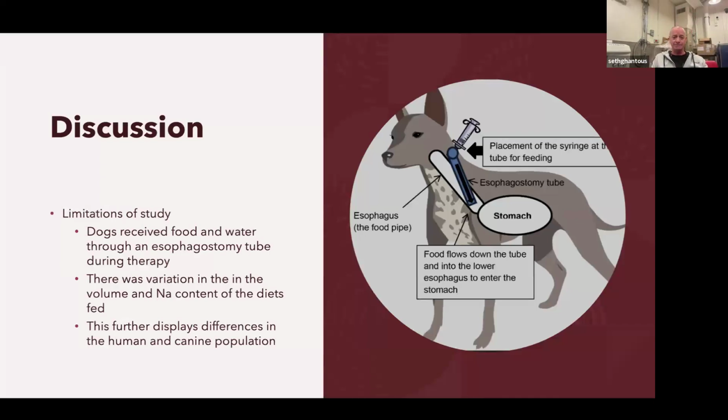Some limitations of the study included that dogs were allowed to receive food and water through an esophagostomy tube during the treatments. There was great variation in the volume being fed, the water content, and the sodium contents of those diets, so it was hard to quantify that for inclusion in the study. That also displays some patient population differences, in that humans most likely are not getting fed through an esophagostomy tube. I assume that they can eat during dialysis, but it is a difference.